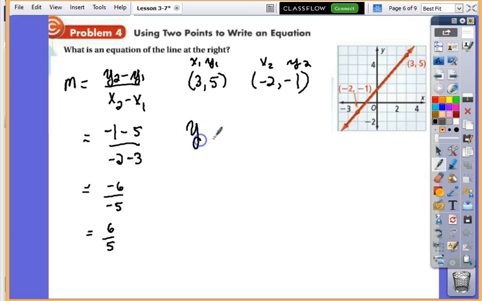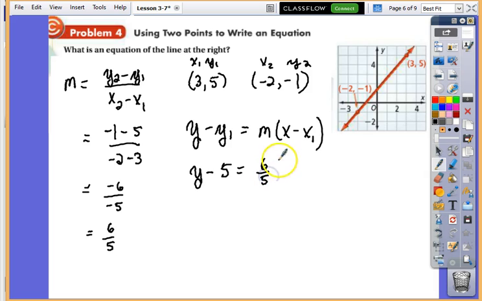So I'm going to do y minus y1 is equal to m times x minus x1. Now you could use either point as y1 and x1 if you want. I've already got the 3 and the 5 marked, so that's the ones I'm going to use. So that's going to be y minus 5 equals 6/5 times x minus 3.